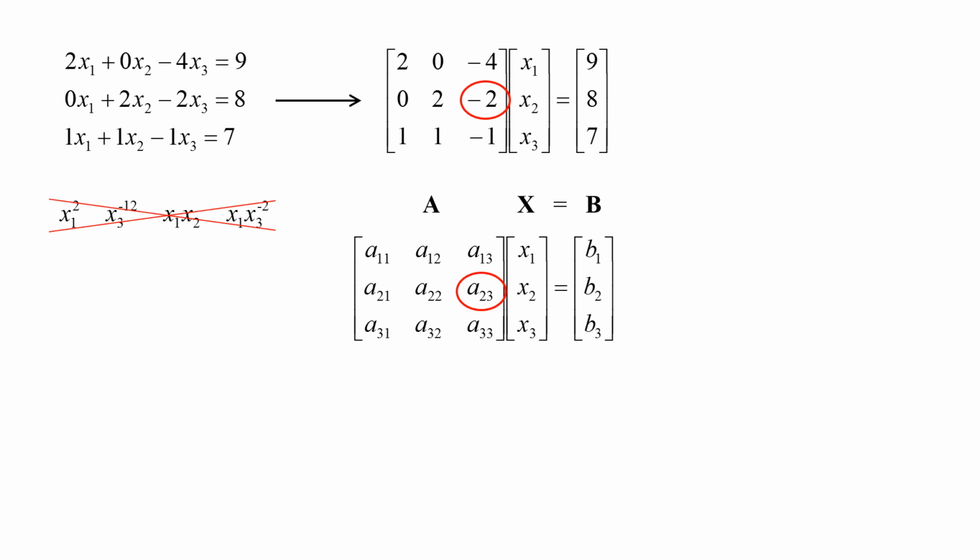We will use lowercase x to refer to elements in the unknown column vector, and we will use lowercase b to refer to the elements in the constant column vector. Each element of the x and b vectors has one index to indicate the row number. For example, the element in the second row of the constant vector, b2, is 8.